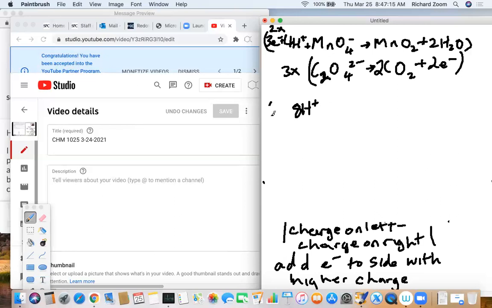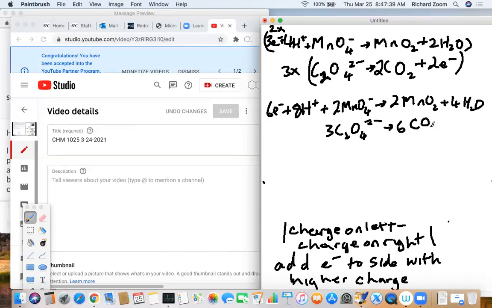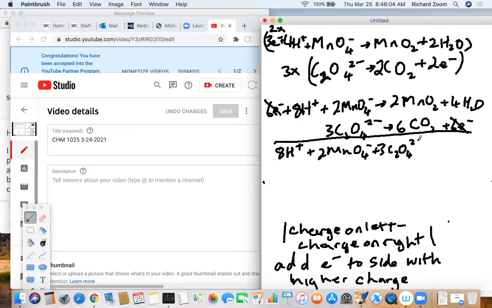I'll go ahead and do the whole thing here. 2MnO2 and 4H2O. And on the bottom, 3C2O42-, 6CO2, and 6 electrons. Anybody got any questions? Okay, the electrons cancel. We're left with 8H plus 2MnO4- plus 3C2O42-, 2MnO2 plus 4H2O plus 6CO2.